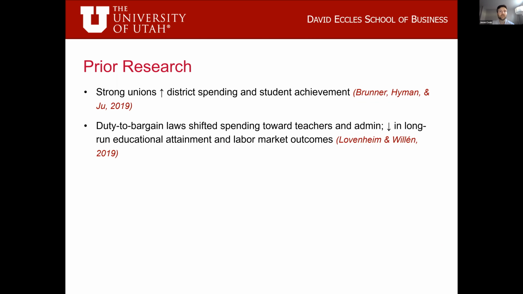And we have some information on this. There's been some prior research. In a recent paper, Brunner, Hyman, and Ju find that strong unions are associated with increased district spending and increased student achievement. And then Mike Lovenheim and Alex Willén have a recent paper as well. They look at the longer run effects. They find that the introduction of duty to bargain laws, which just makes it so that districts have to collectively bargain with unions, shifted spending towards teachers and administrators, and then led to long run decreases in educational attainment and labor market outcomes for men and minorities.